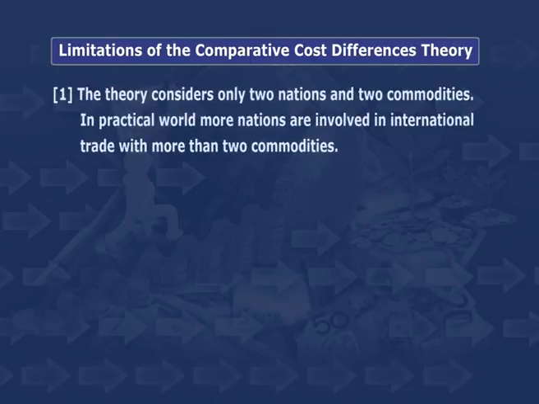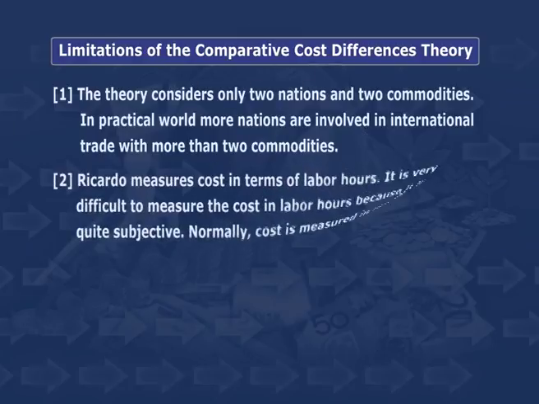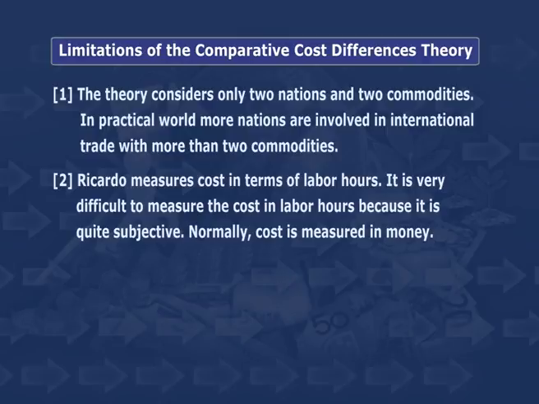Let me talk about the limitations of comparative cost differences theory. The first limitation of the theory is that the theory considers only two nations and two commodities. In practical world, more nations are involved in international trade with more than two commodities. The second limitation is that Ricardo measures cost in terms of labor hours. It is very difficult to measure the cost in labor hours because it is quite subjective. Normally, cost is measured in terms of money.